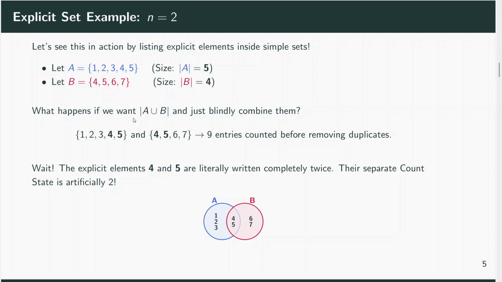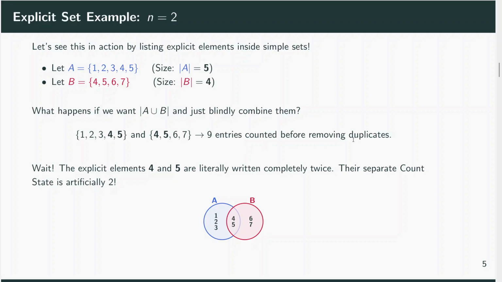Now, here is the question. What happens if we just blindly combine them? If we dump all the elements of A and all the elements of B into one big pile without thinking? We would write out 1, 2, 3, 4, 5. That is 5 entries from A, and then 4, 5, 6, 7. That is 4 more entries from B. That gives us 9 entries in total.